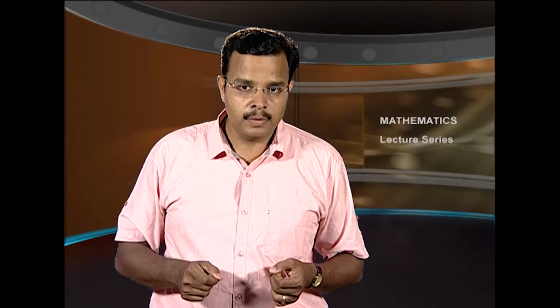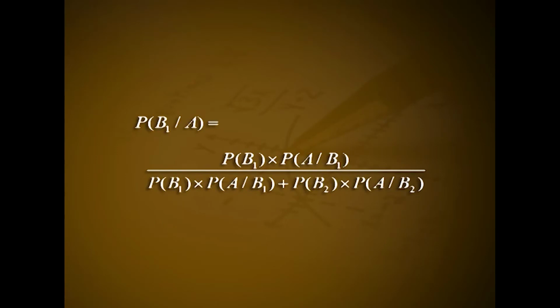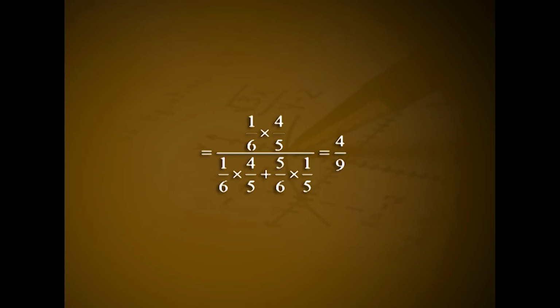When it is reported that number obtained is 5, the probability that the number obtained is actually 5 is denoted by P(B1|A). By Bayes theorem, required probability P(B1|A) equals P(B1) times P(A|B1) divided by P(B1) times P(A|B1) plus P(B2) times P(A|B2), that is equal to 1/6 times 4/5 divided by 1/6 times 4/5 plus 5/6 times 1/5, that is equal to 4/9.